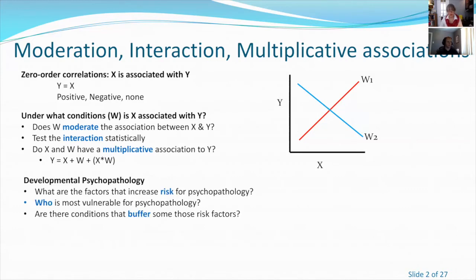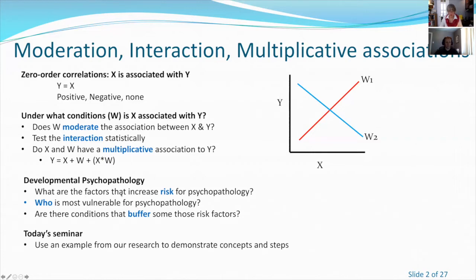In developmental psychopathology, we're very interested in these kinds of associations. We want to know what are the factors that might increase risk for psychopathology. But within that, we want to know who is most vulnerable or most susceptible for psychopathology. We might also want to know what are the conditions that might buffer an individual from some of those risk factors. These are the kinds of questions that we're interested in.